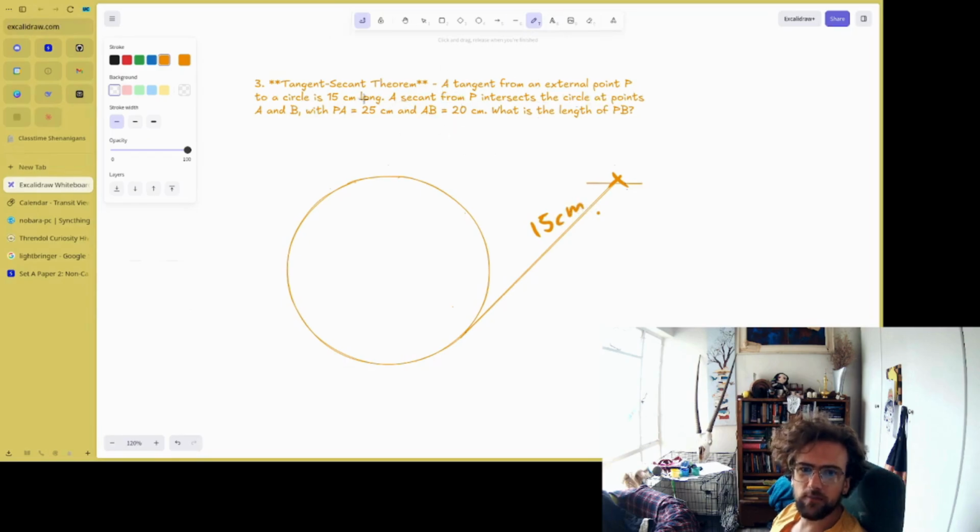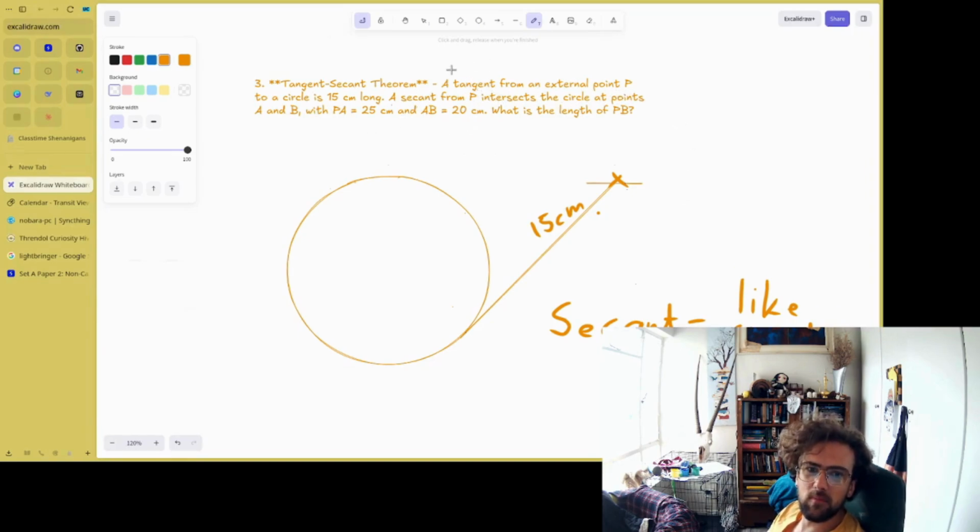Now, a secant from P intersects a circle at points A and B. So what is a secant? It goes through the points of the circle, but it's like a chord, but the ends aren't just confined to the circle. So I'm going to say like a chord, but through.